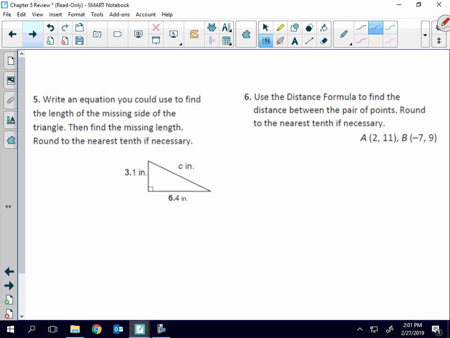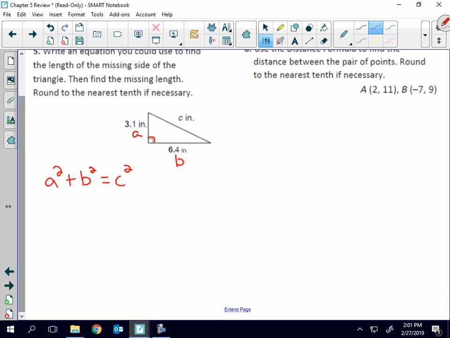Okay, number 5, write an equation you could use to find the length of the missing side of the triangle. Then find the missing length and round to the nearest tenth if necessary. So we know if it's a right triangle, we know that a squared, if this is a and this is b, a squared plus b squared equals c squared. So I'm going to write that formula down to show that I know what I'm doing, which is what you're going to be doing too.